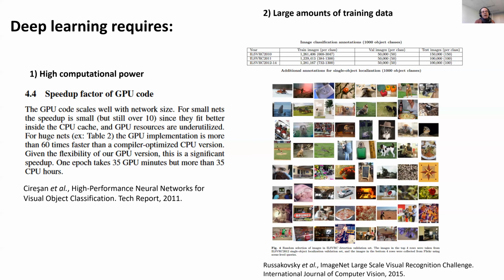So why did deep learning happen a little bit over a decade ago? For 2 main reasons. First reason is the use of GPUs. So GPUs are graphic cards.